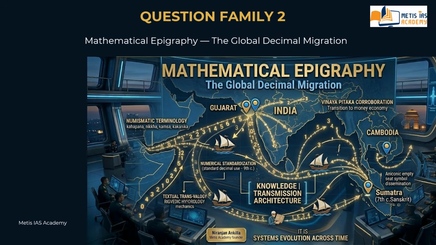It is talking about mathematical epigraphy. Statement 2 says that by the 9th century this was standardized. But statement 3 is the key here. It traces place values in Sanskrit inscriptions in Southeast Asia as early as the 7th century. These are the 3 statements regarding question number 7. It is all talking about mathematical epigraphy and the global decimal migration.